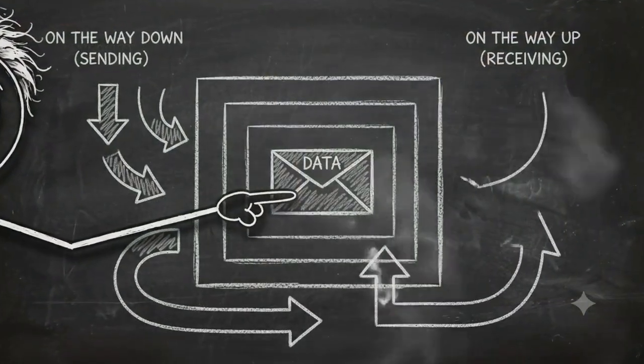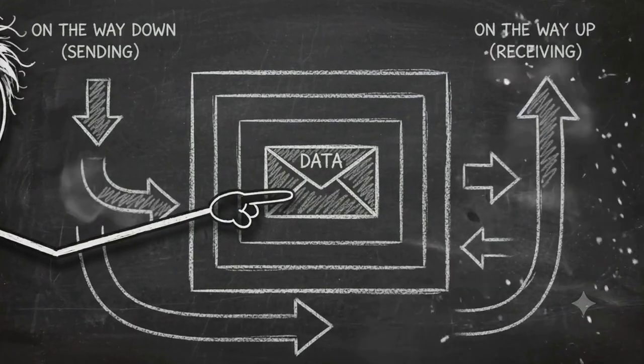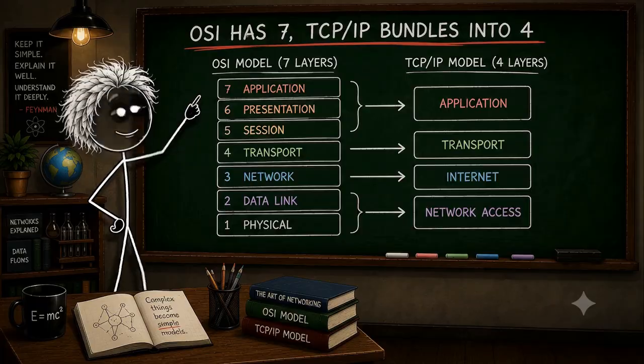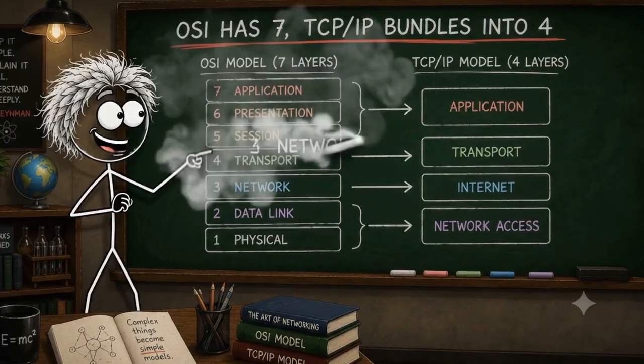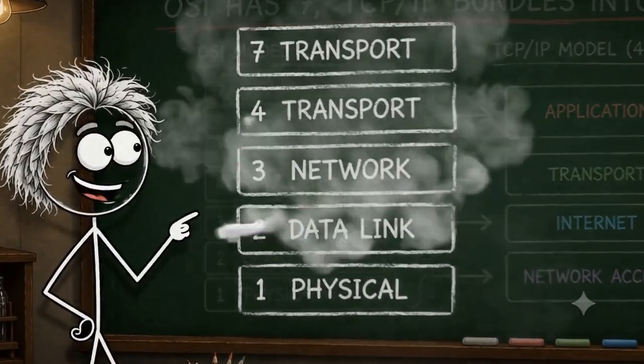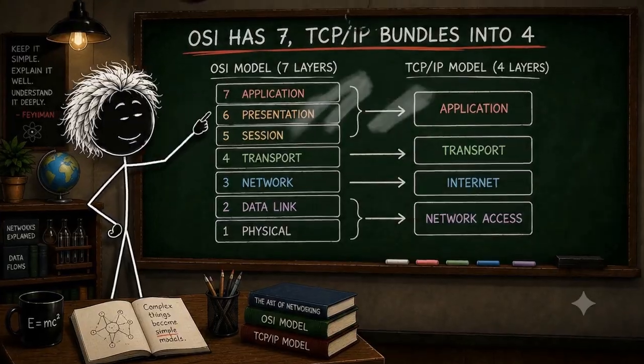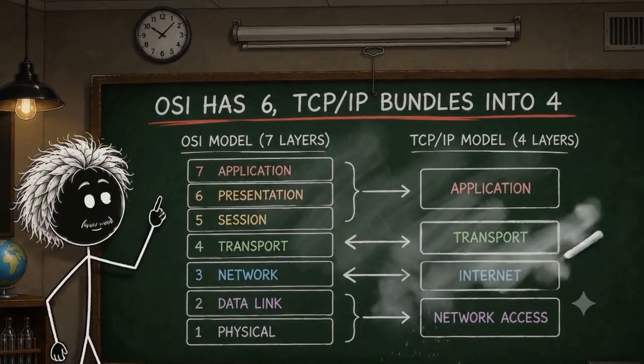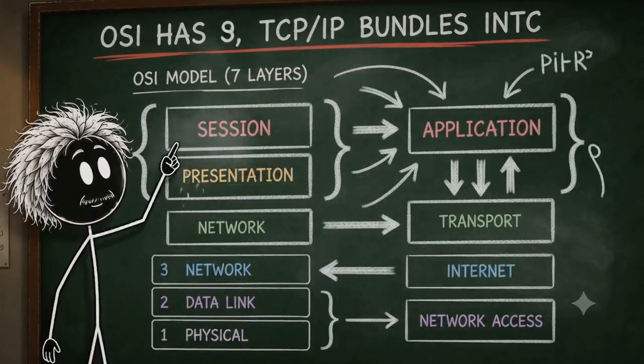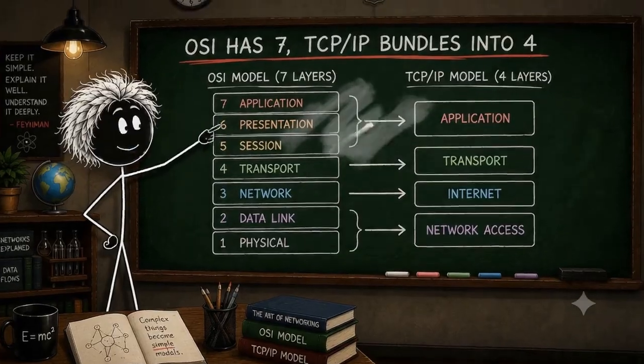The OSI model has 7 of them. The TCP/IP model, the one the internet actually runs on, bundles those same jobs into 4. OSI is the teaching model. It gives us the vocabulary. TCP/IP is the practical one. Same journey, just grouped differently.